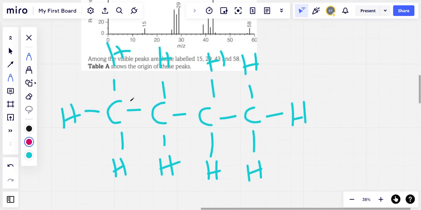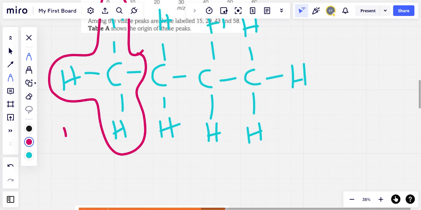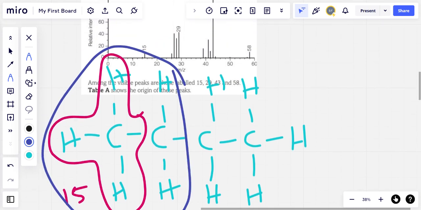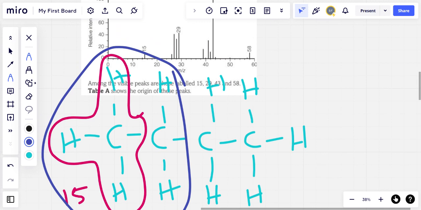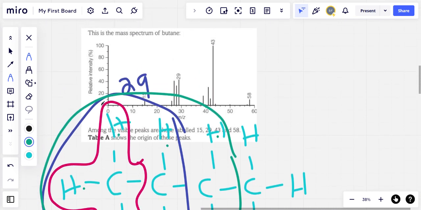First is formed at 15. Where was the fragmentation? Fragmentation was here. So see, carbon 12, right? 12 plus 1 plus 1 plus 1. So it's 15. So this is due to that. Then you have your other peak here: 12 plus 12, 24, 25, 26, 27, 28, 29. So this is the peak at 29. Then you have this: 12, 12, 12, 36, 37, 38, 39, 40, 41, 42, 43. So that's the peak at 43.